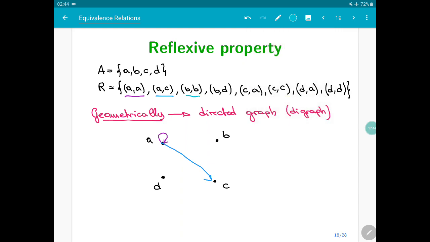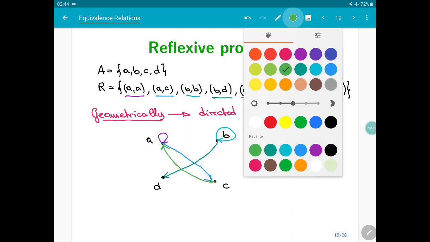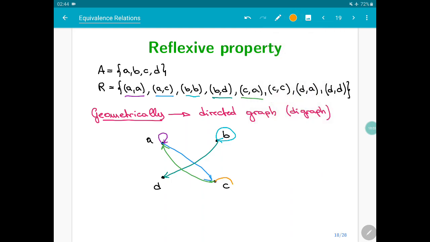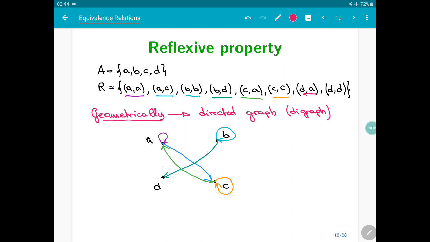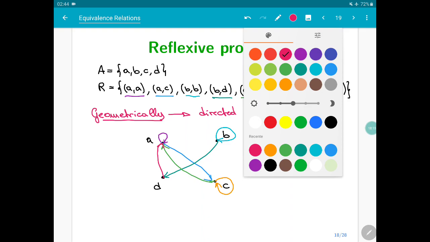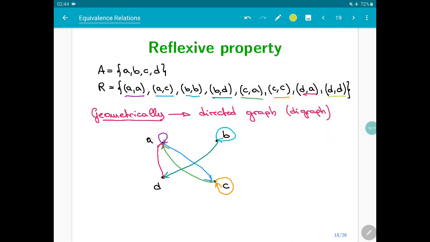Now BB will be again a loop. Then BD will be an edge. CA will be another edge like that. CC is going to be a loop. DA is an edge from D to A. And finally, DD is again a loop.